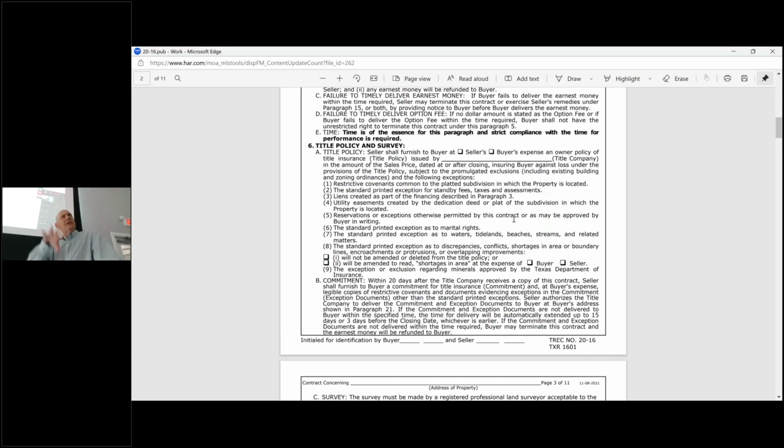And I think it's paragraph C in the title policy where they identify anything that must be cleared up, must be resolved, or anything that they're going to exempt from coverage. That's, if anything, yes. Okay. Sometimes you have variable issues and things that happen. Yeah. Okay. So title commitment, then the title policy.